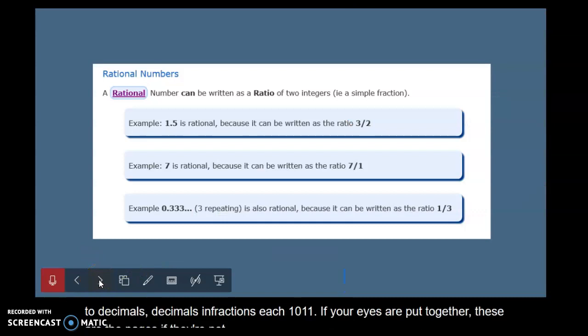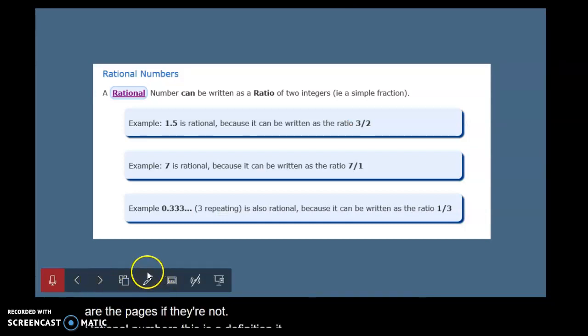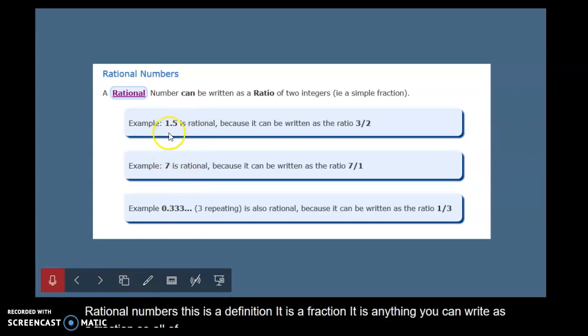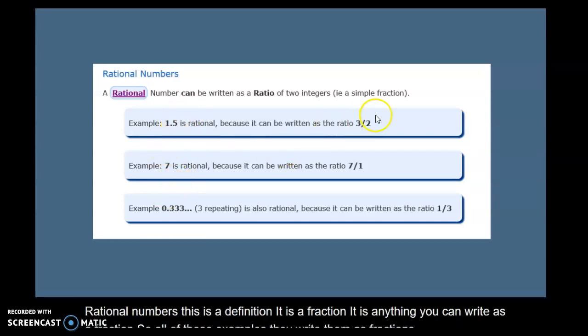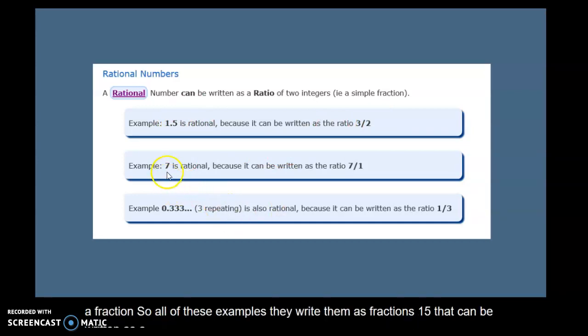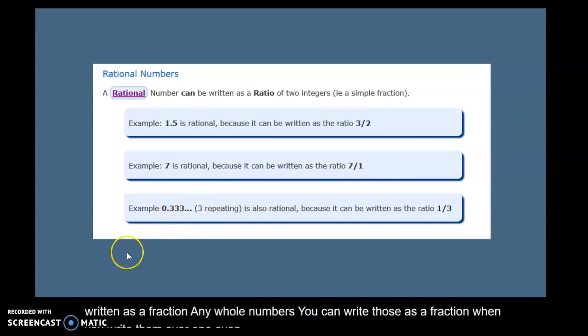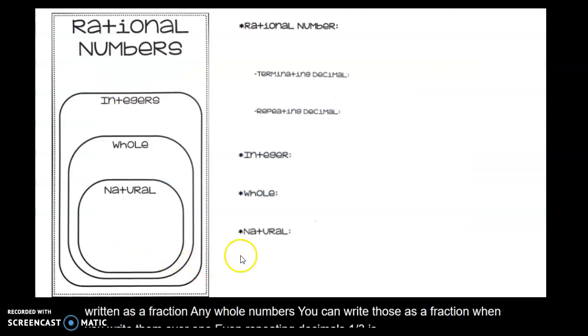Rational numbers, this is a definition. It is a fraction. It is anything you can write as a fraction. So all of these examples, they write them as fractions. 1.5, that can be written as a fraction. Any whole numbers, you can write those as a fraction when you write them over 1. Even repeating decimals, 1/3 is the same as a rational number.